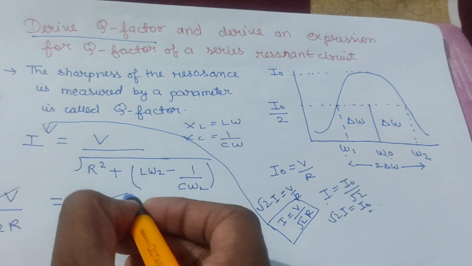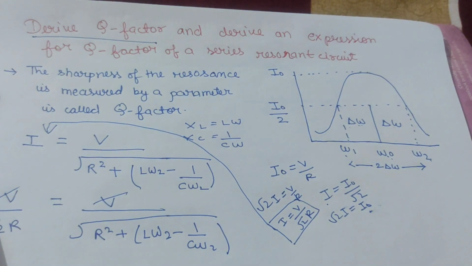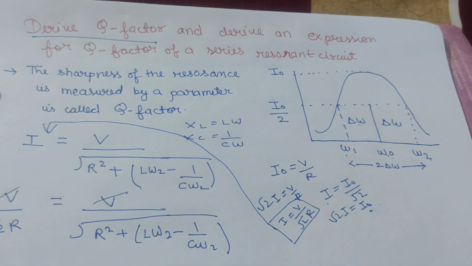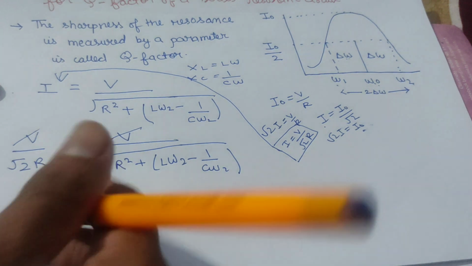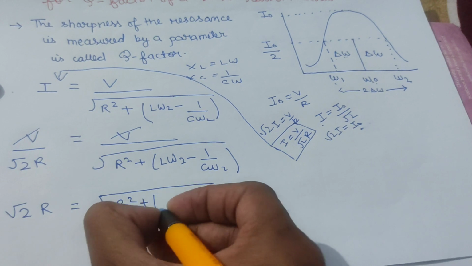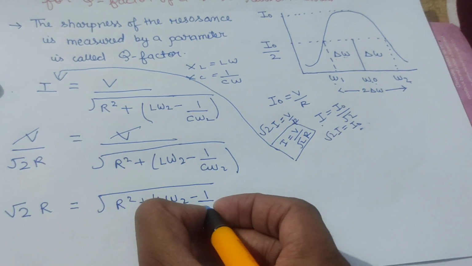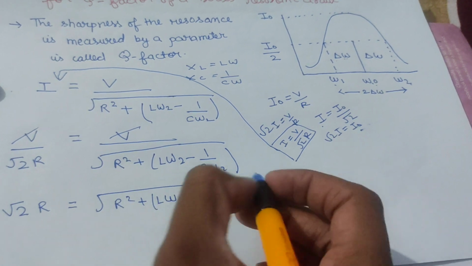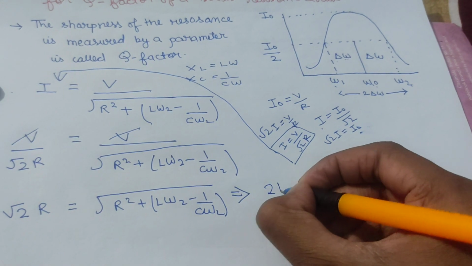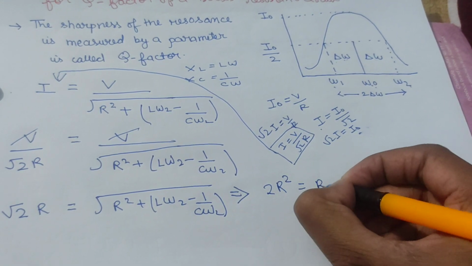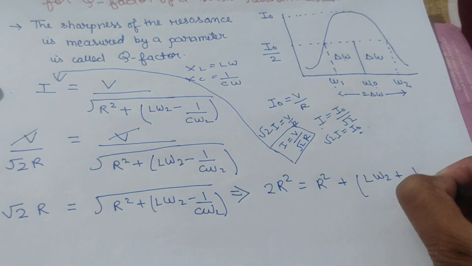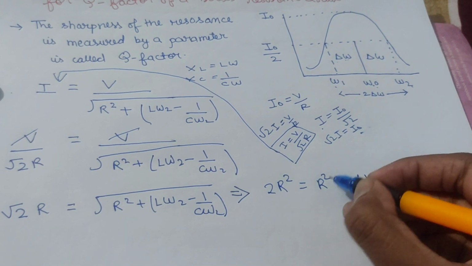Now V will get cancelled, and now shift this, multiply 1 into this and 1 into this, so root 2R is equal to under root R square plus (L omega 2 minus 1 by C omega 2) whole square. Now what we'll do, we'll take the square on both sides. After taking the square, it becomes 2R square is equal to R square plus (L omega 2 minus 1 by C omega 2) whole square.